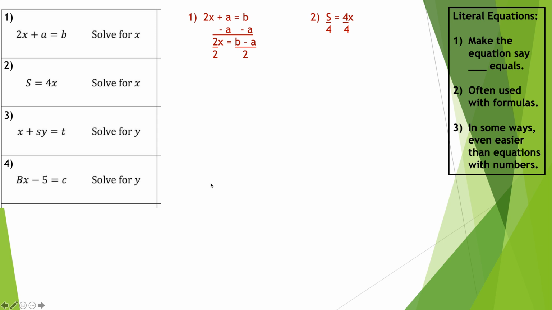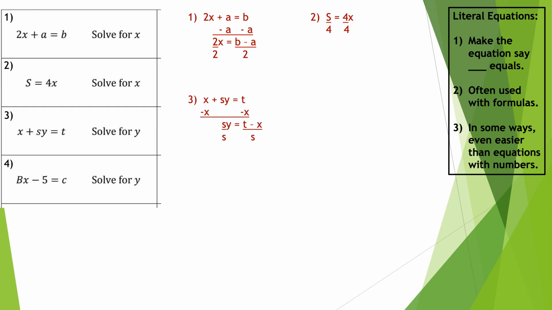As far as number 2 goes, this is even easier. It says s equals 4x. Well, to get x by itself, I have to do the inverse of, or the opposite of, multiplying by 4, which is to divide by 4. Again, those 4s cancel out, so I get x equals s over 4. All right, number 3. Give it a shot. We'll do stop and start.